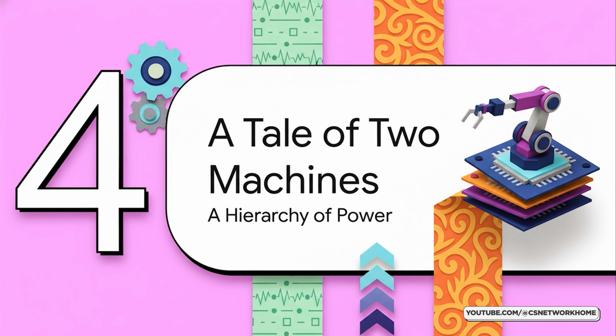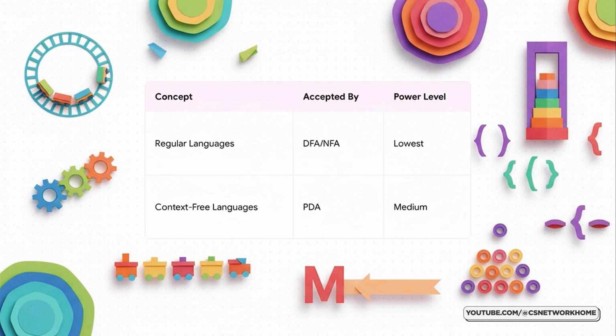So what we've really seen today is a tale of two different machines, and each one represents a different level in a grander hierarchy of computational power. On the one hand, you've got regular languages, recognized by those memoryless finite automata. They're great for simple, repeatable rules. Then on the other hand, you have context-free languages, recognized by pushdown automata with their stack memory. The big takeaway is that adding just one simple memory component created an entirely new level of power.